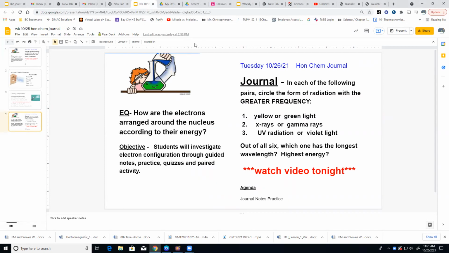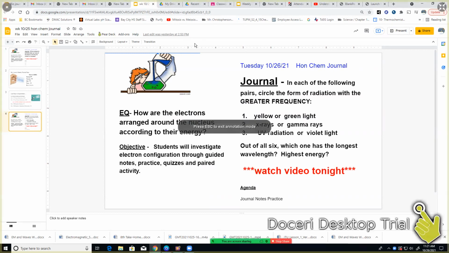Alrighty, so our first ones, what are we looking for on these? Circle which one has a greater frequency. So on number one, would it be yellow or green? Yellow or green? What do we got? Green? All right. X-ray or gamma rays? Gamma. UV or violet? It's actually UV.